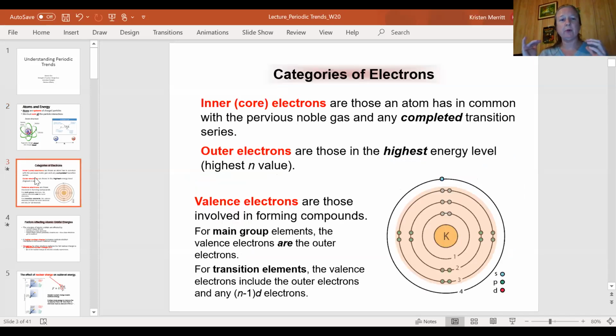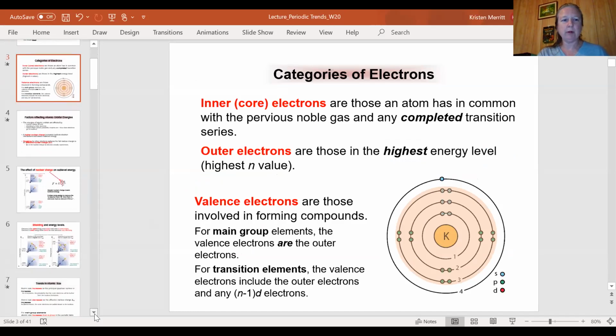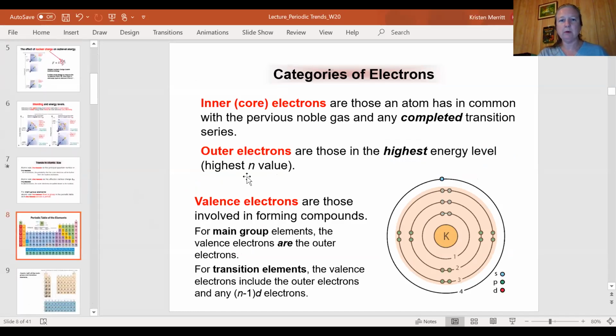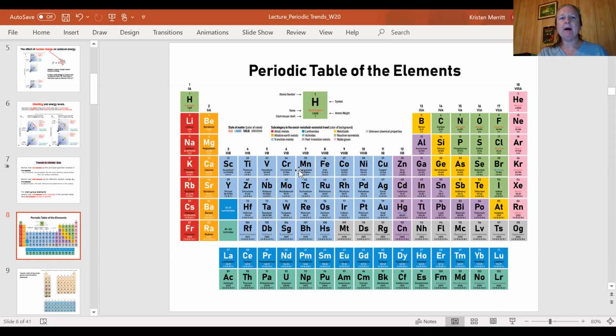And the interaction of all of those electrons can also have an effect on the energy level of the electron. Just some terms here. The inner electrons are the core electrons. They're the non-valent electrons. The outer electrons are the highest energy level, the highest n. That means that if I am in period 4, let me get to my periodic table, 1, 2, 3, 4. My outer electrons, and we're not talking about valence, we're talking about the outer, a different term but related, does not include the 3 unless the 3 is still being filled.